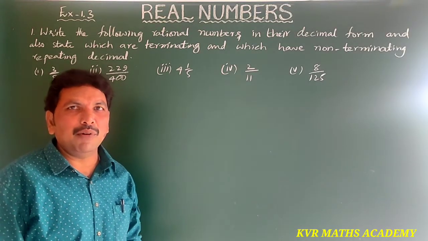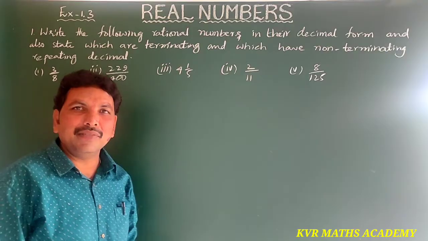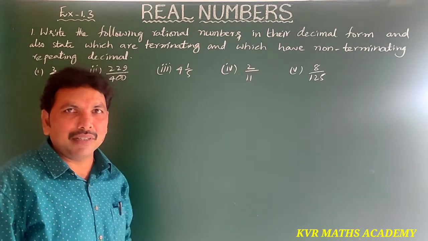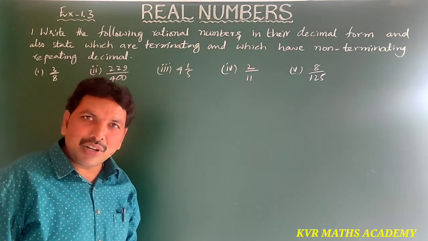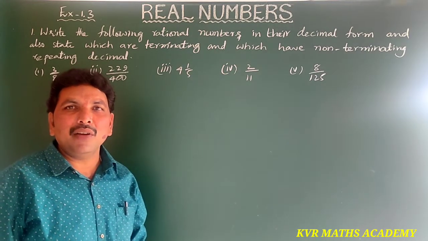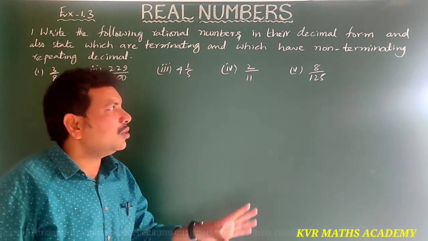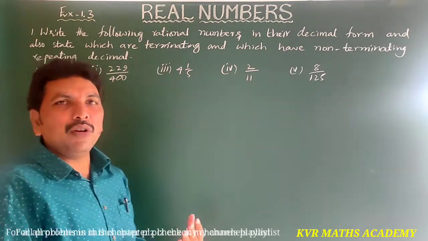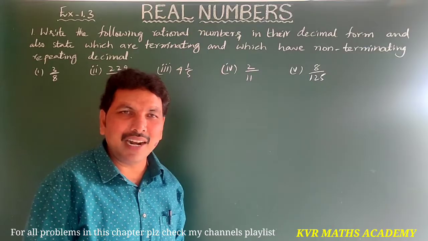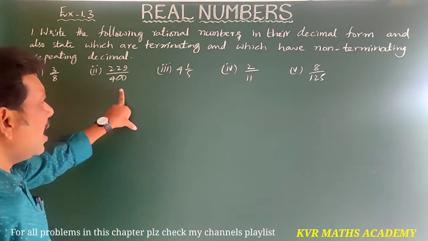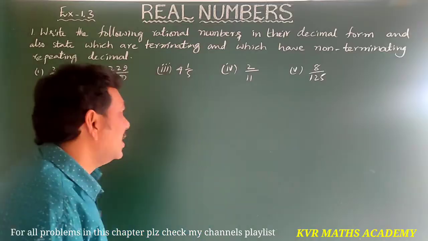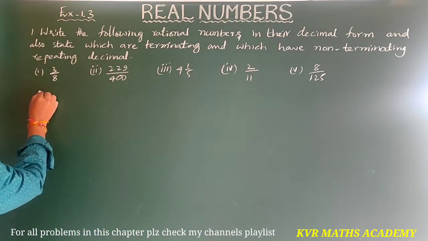We know very well about rational numbers. What are rational numbers? The numbers which are in the form of p by q are rational numbers. All the rational numbers can be terminating or non-terminating decimals. So let us state whether the given problems are terminating or non-terminating decimals. Here, totally 5 problems are given. Let us do them one by one.